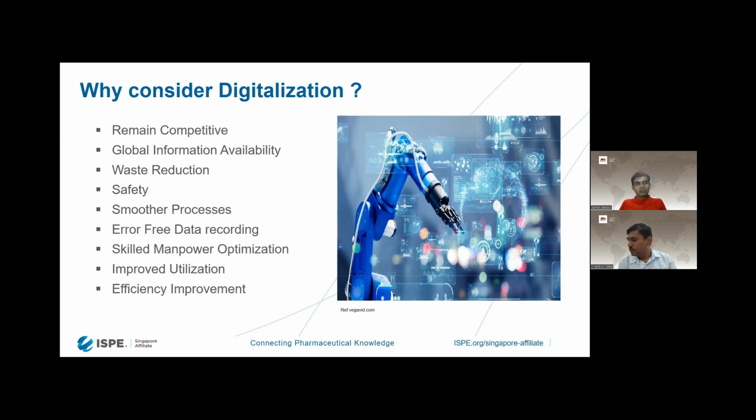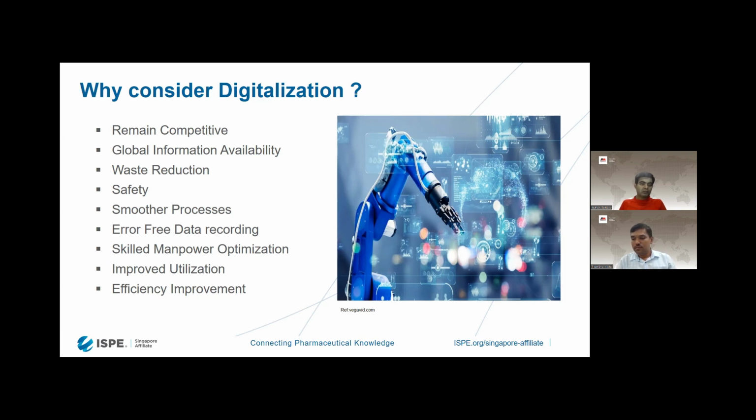Smoother processes. Digitalization helps to smoothen the processes. Without digitalization, in the traditional processes earlier, we used to collect the information in a physical form, like notebooks or papers, and that information used to be stored in one place. And then whenever we needed to retrieve the information, it used to be a very cumbersome job for the people. These things become very easy by using digitalization.